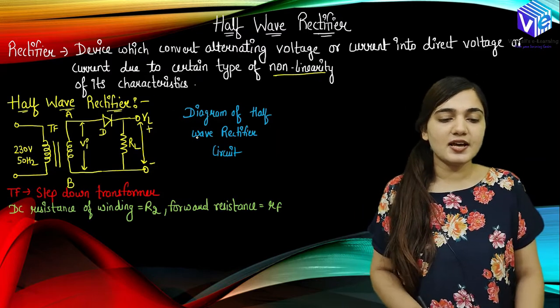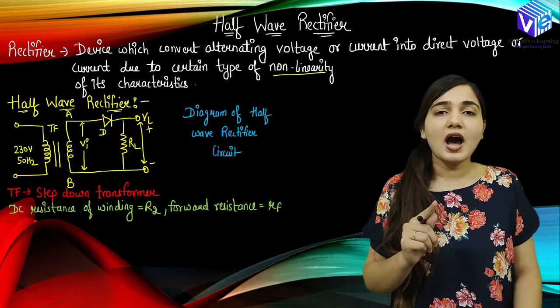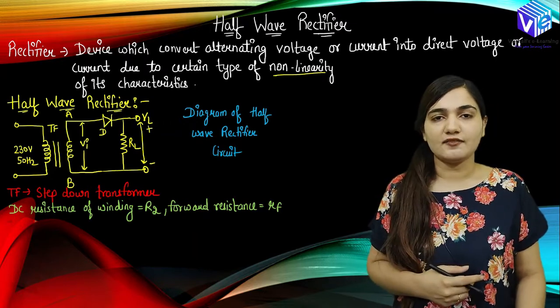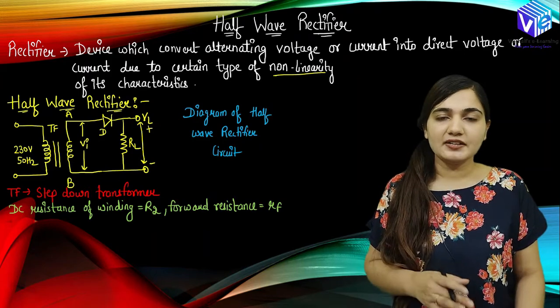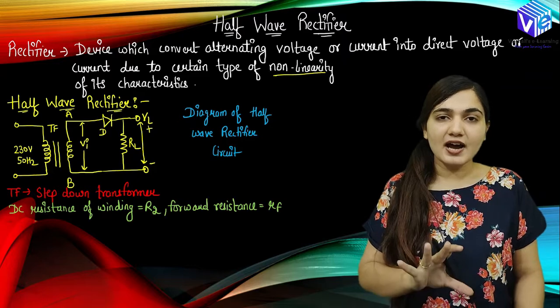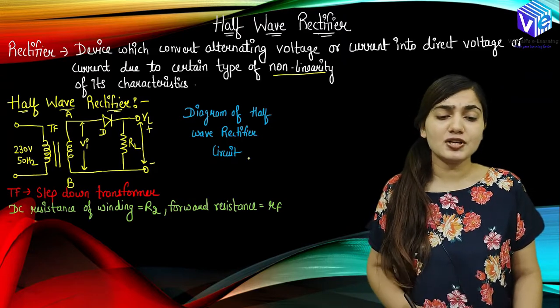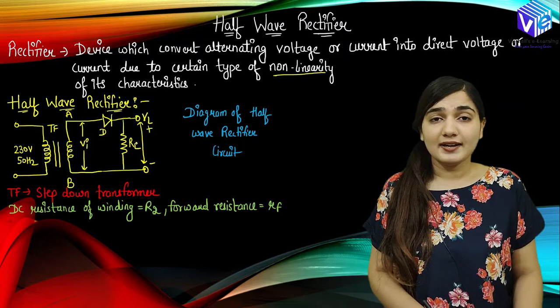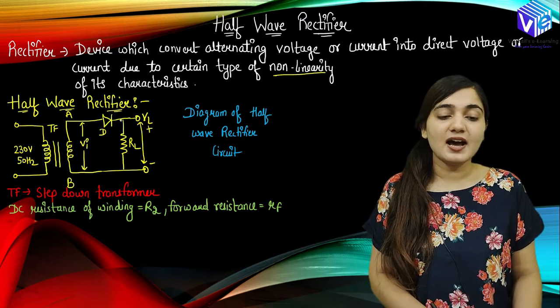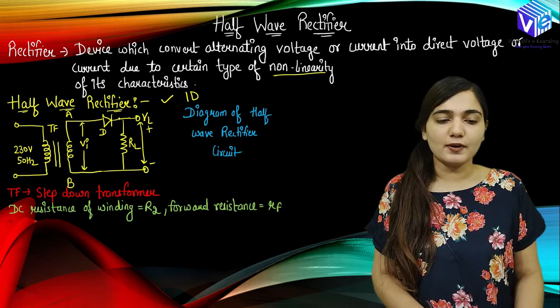Right, so this is the circuit of the half wave rectifier. We have two types of rectifier, half wave rectifier and full wave rectifier. In the full wave rectifier, we are going to talk about bridge rectifiers as well. So we are starting our discussion with the most basic type of rectifier, which requires only one diode, and this type is the half wave rectifier.